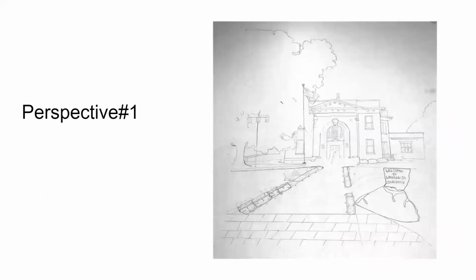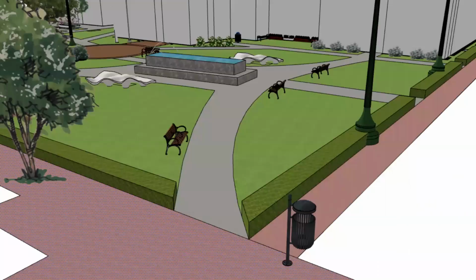My perspective. This is the front of the courthouse. I created it with benches and little trees and shrubs for the walking area, and this would be a welcome sign. This is the perspective of my water feature. For the seating, I wanted to do something modern but keep it a little historical. That's why there are different benches right here: two wooden benches, and these modern stone seating areas by the water.